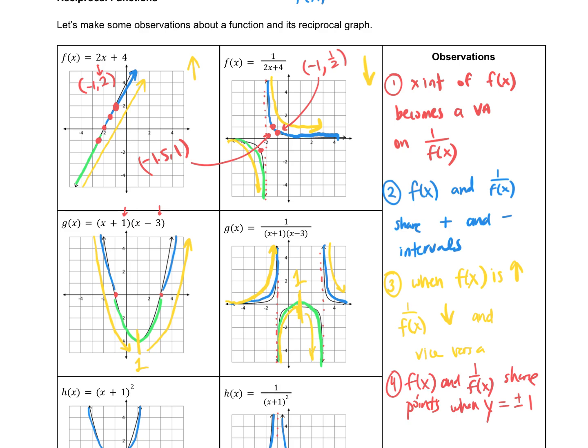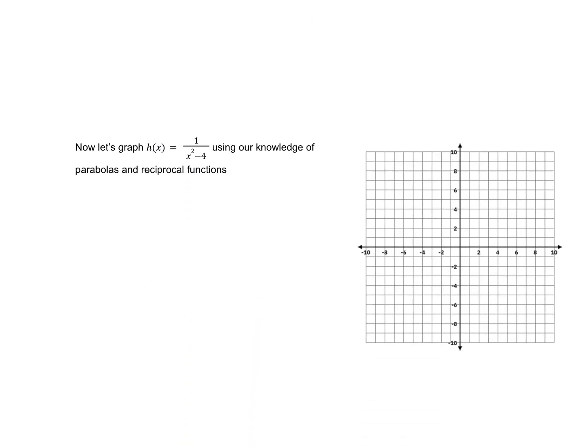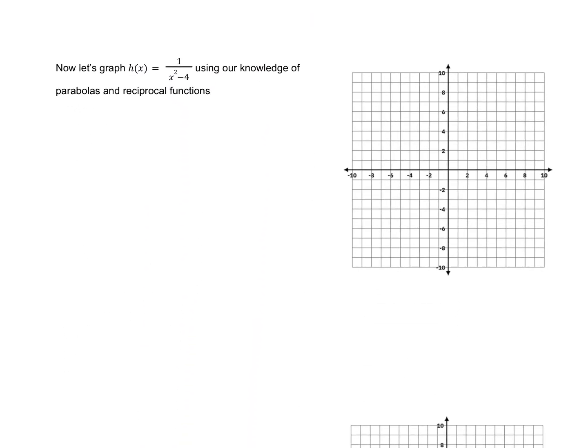So let's try to take these observations and actually graph some reciprocal graphs. Let's take 1 over x squared minus 4. That's what we're going to graph. Now, I'm going to start with the original function. The original would be x squared minus 4. I'm going to graph this function. This is just a generic parabola that shifts down 4 units.